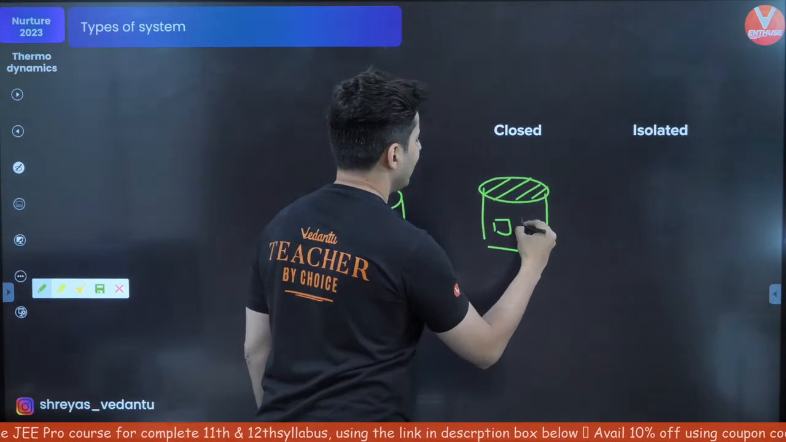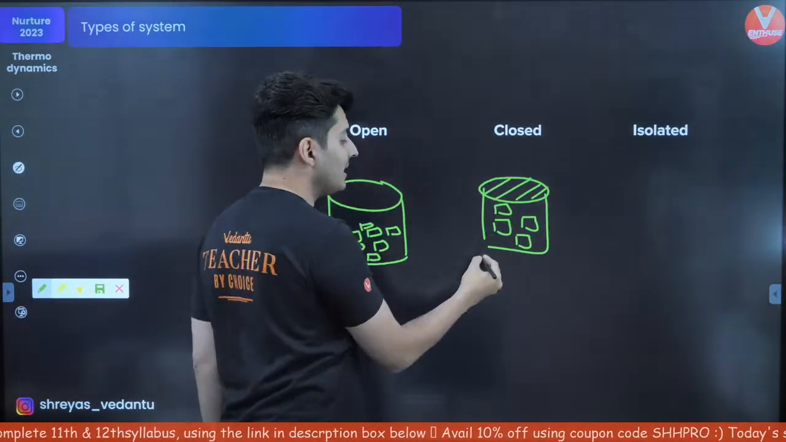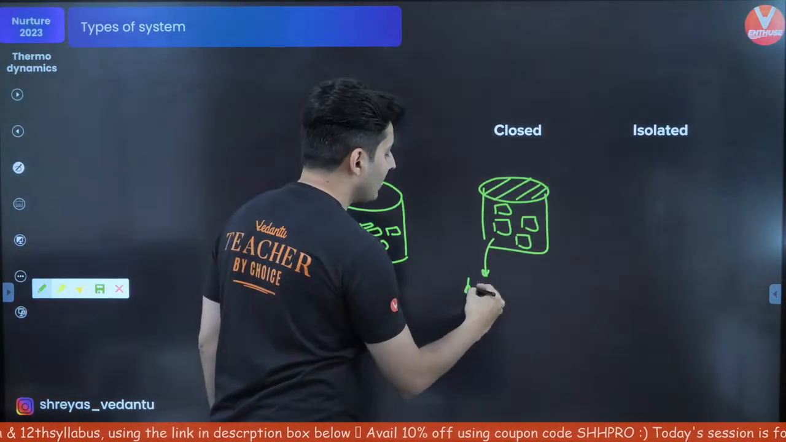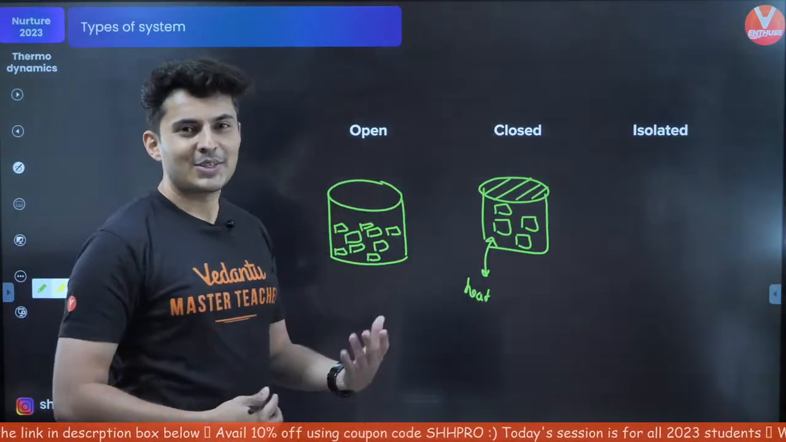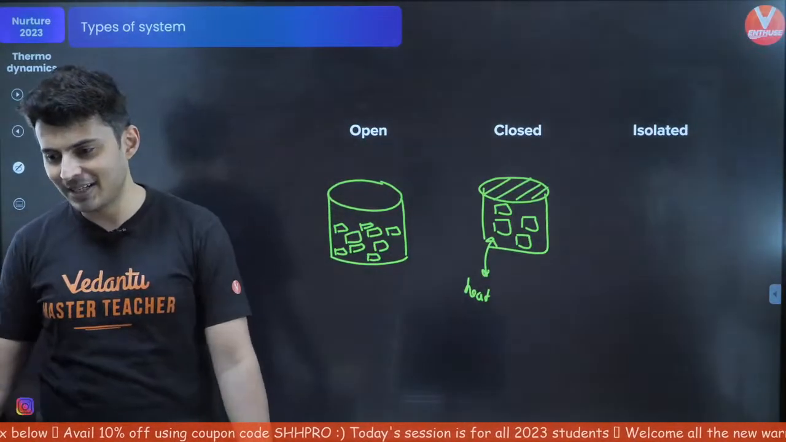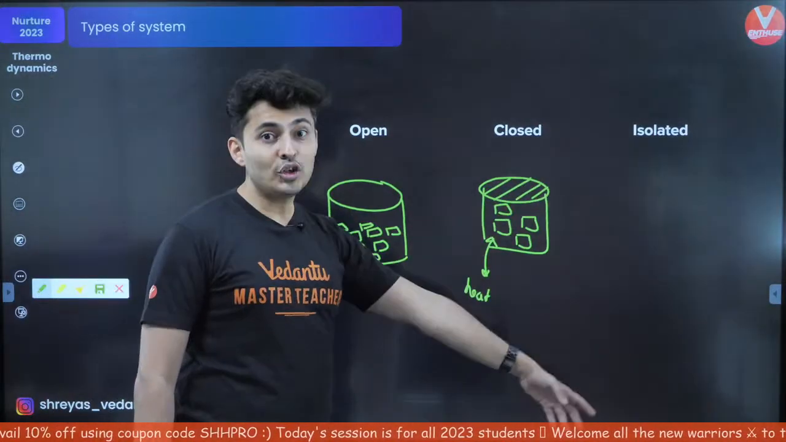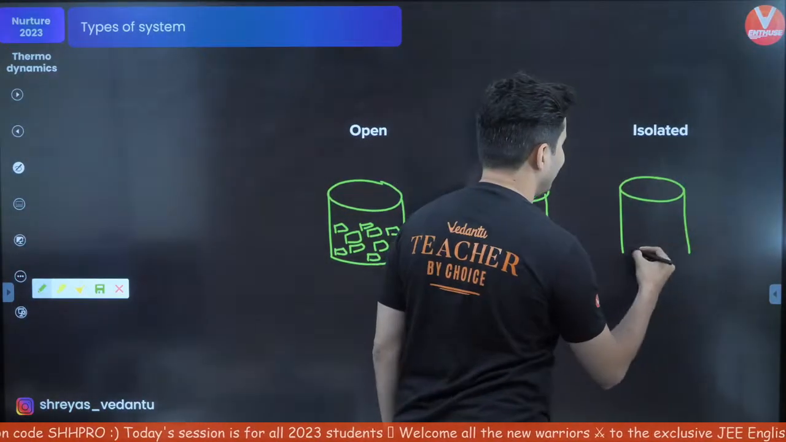Obviously whatever is there inside cannot go out, mass cannot go out, but it's made of, let's say, steel. So heat loss can happen. Heat can go in or out. So you can heat it, you can keep it on a frying pan and it will become hot. That's how it is. And isolated system, you carry it in a nice insulated container.